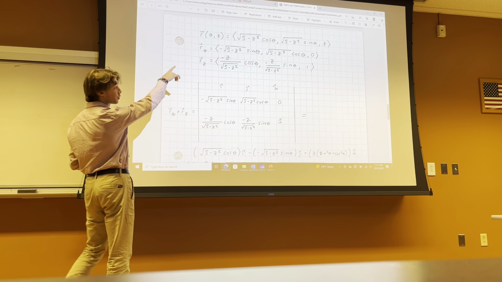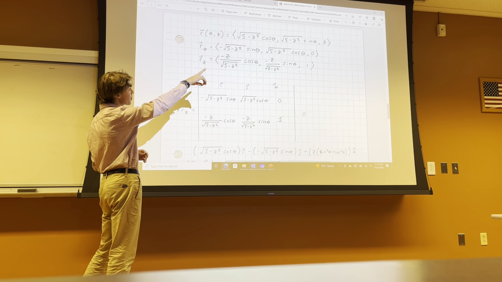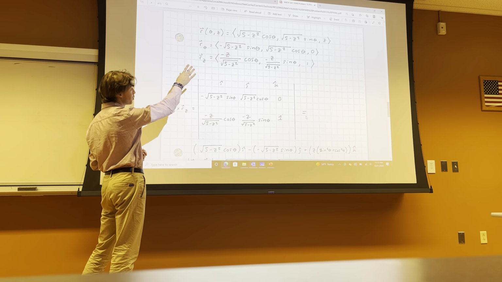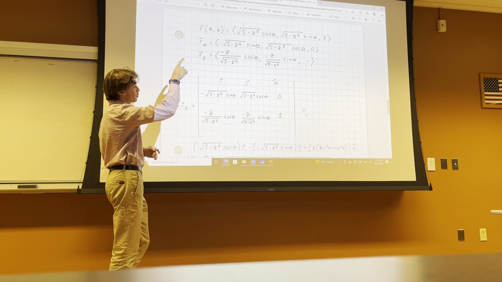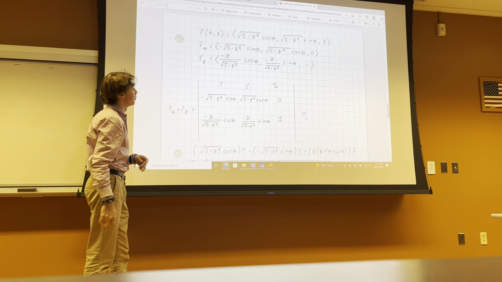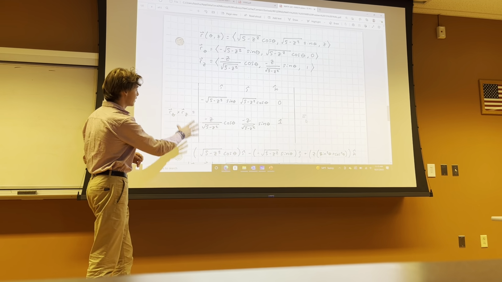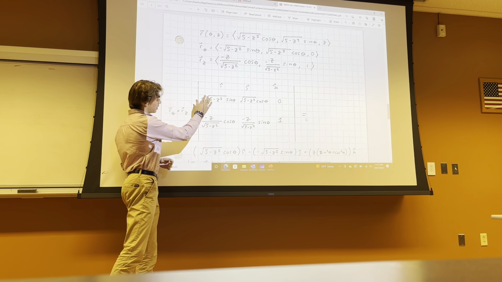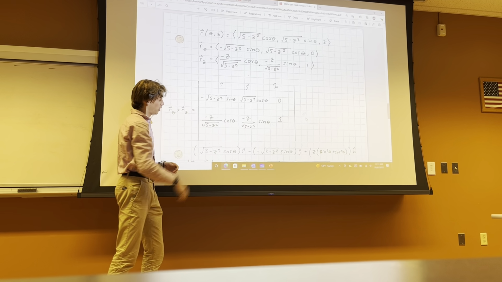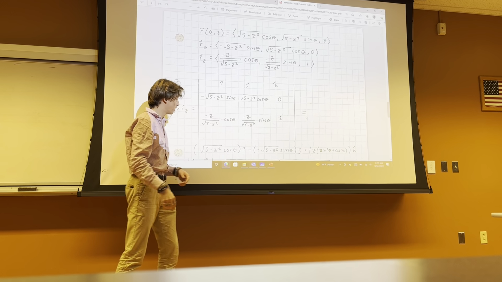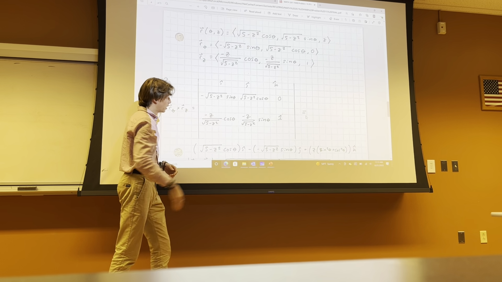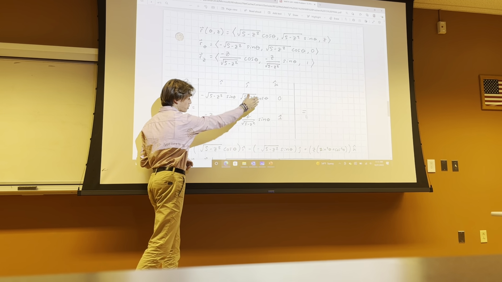So I just rewrote the parametrics in vector form, and then we're going to take the partial with respect to theta and the partial with respect to z, and this is just a chain rule. So now we'll take the cross product of that, and it looks really complicated, but it's nice because it cancels out well, because this root 5 minus z squared is going to cancel with this root 5 minus z squared, and this one's going to cancel with this one. This will give us sine squared, this will give us cosine squared.